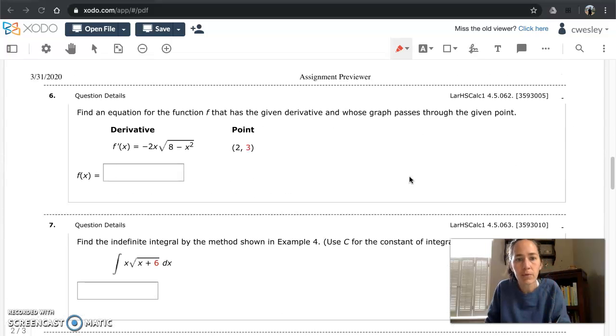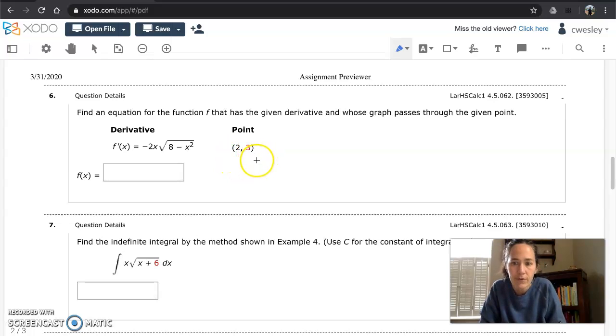So your problem should have the same exact function here, this derivative to start out with, but your point isn't necessarily going to be the same as mine. Mine has the x coordinate 2 and the y coordinate 3. Yours might have another, but that's the part at the end of the problem where our answers are going to differ. But the setup of this is really good review, so that's what I wanted to try.